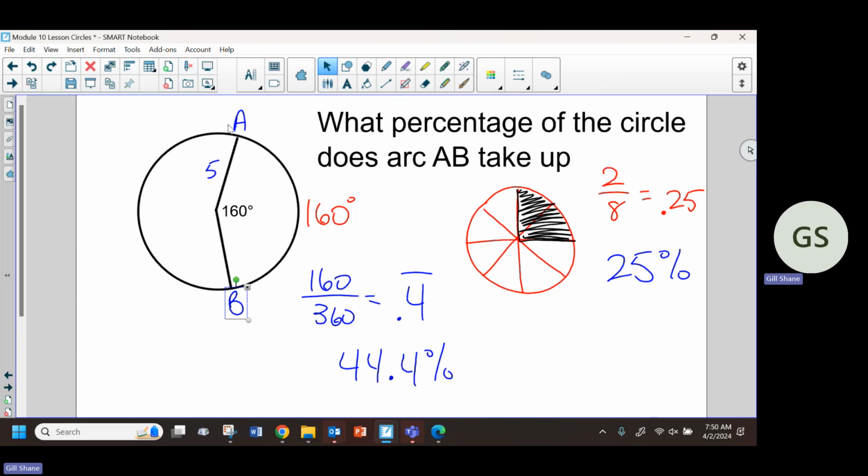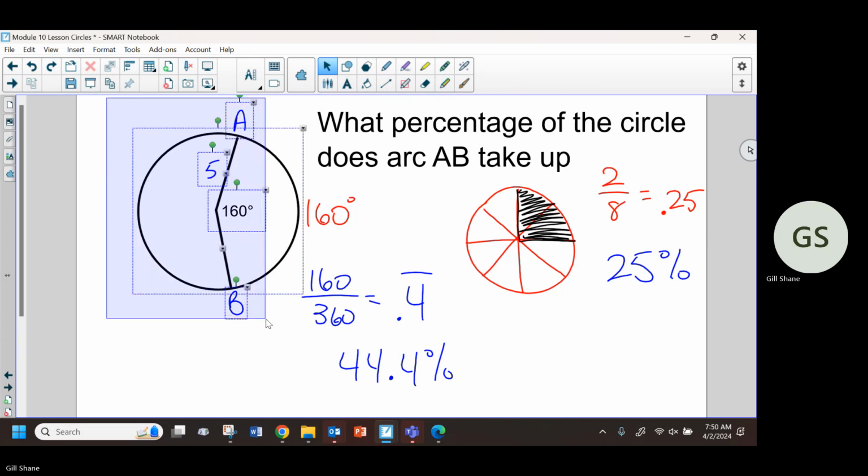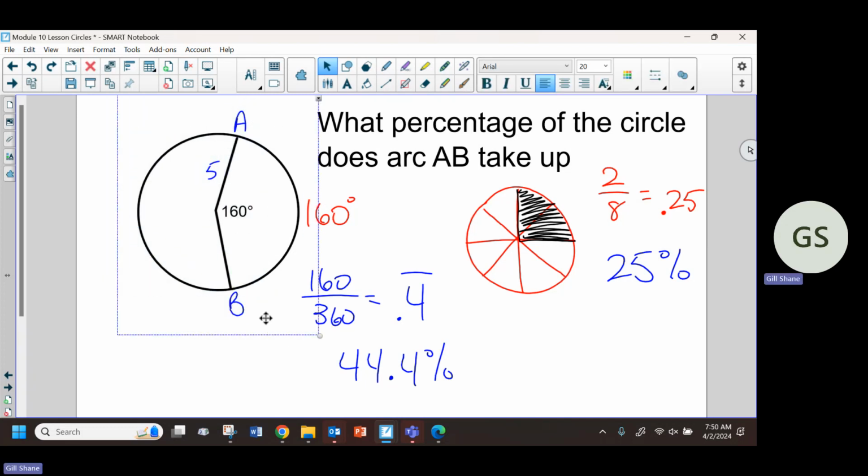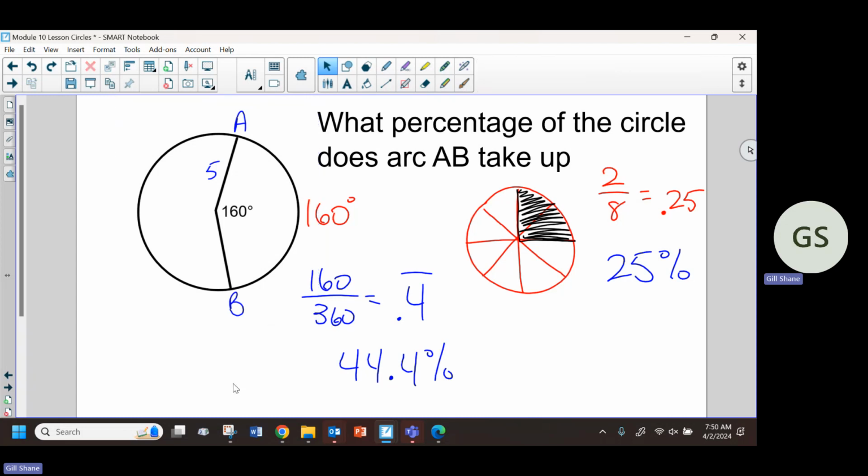Actually, here, let's just do this. So we know what percentage the arc is. I've given you a radius, which is the key. Chance, wake up, bud. You need to be watching this. Helen, what was the key to me giving you the 5? Why did I need to give you the 5 for you to figure out the length of AB?